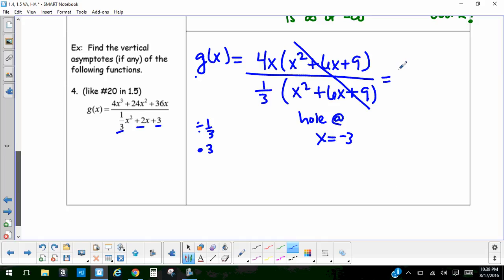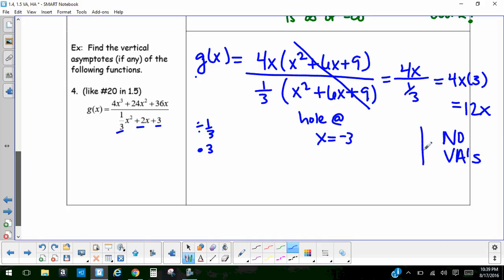And then as you keep going, you have 4x over 1/3. Dividing by 1/3 is the same as multiplying by 3. So you have 12x. 12x has a 1 in the denominator, but it doesn't have any variables in the denominator. So there are no VAs, because that's where I look to determine vertical asymptotes. I did have a hole. That wasn't what this question was asking, but I didn't have any vertical asymptotes.